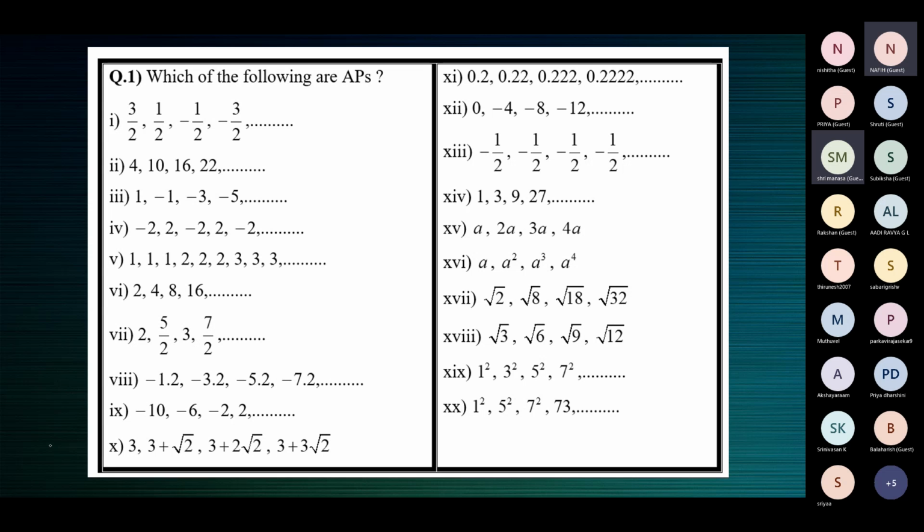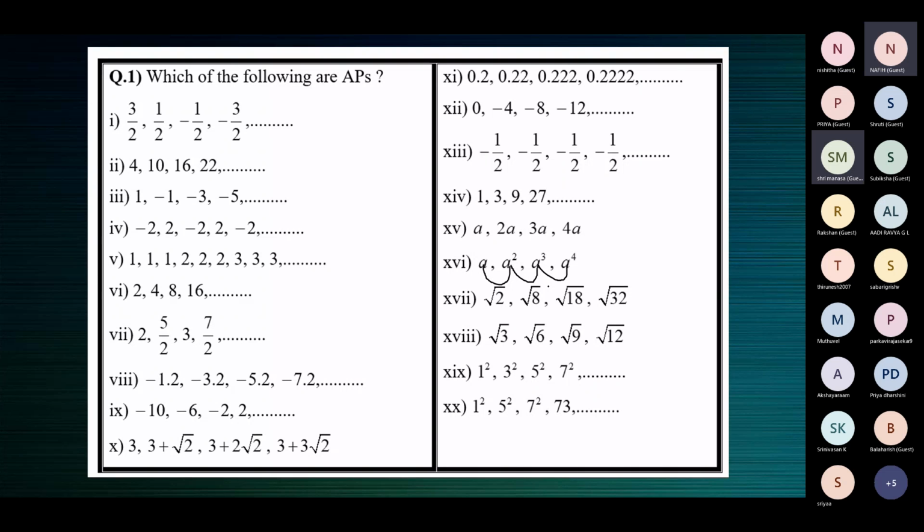In fact, it's a geometric progression. In geometric progression, the ratio must be the same. That is A square by A should be equal to A cubed by A square, should be equal to A to the power 4 by A cubed. Arithmetic progression is the difference between the second and the first term. Geometric progression is the ratio between the terms. What is the ratio of the second term to the first term? A square by A, which is A.